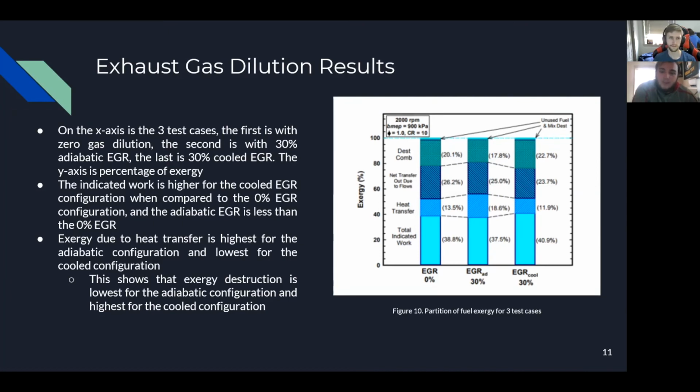One is the adiabatic test, the other is no EGR whatsoever, just your basic IC engine running. And the cooled EGR also shows the lowest amount of heat transfer and the highest amount of combustion, along with the lowest amount of net transfer out due to flow.